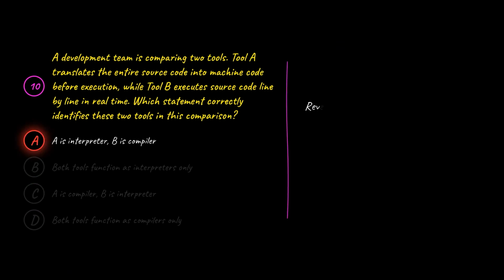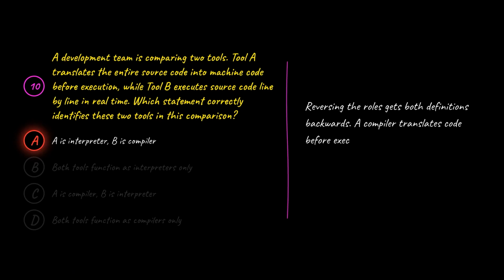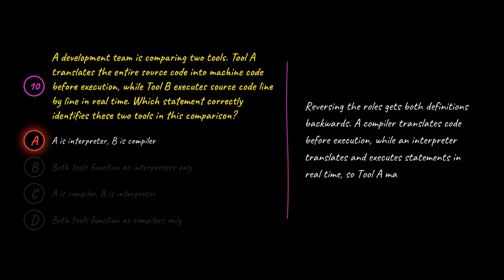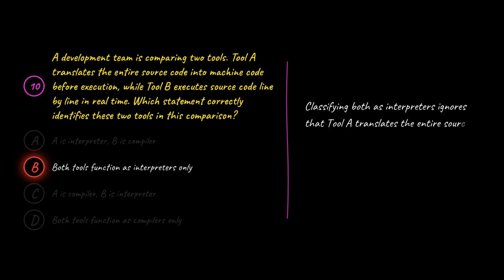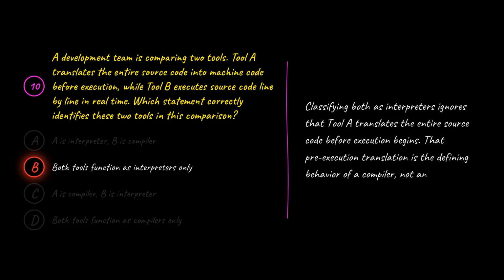A is wrong because reversing the roles gets both definitions backwards. A compiler translates code before execution, while an interpreter translates and executes statements in real time. So Tool A matches the compiler description instead. B is wrong because classifying both as interpreters ignores that Tool A translates the entire source code before execution begins. That pre-execution translation is the defining behavior of a compiler, not an interpreter tool.